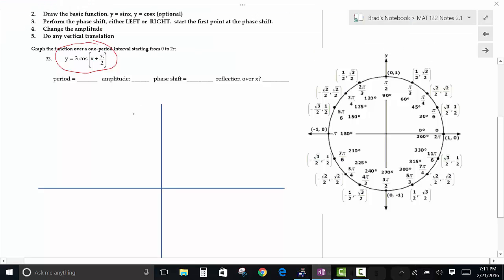Okay, so let's first of all identify everything. Well, the period's 2 pi. Like I said, there's not a number in front of x, so you really have a 1x, that's the period. The amplitude is this number, so that's 3.